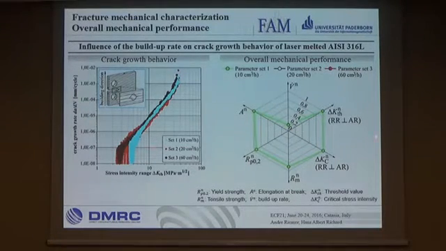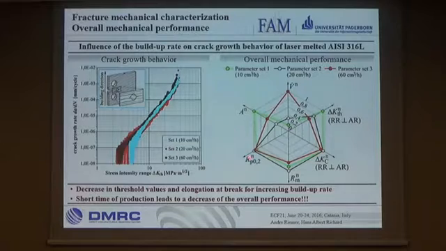And if we have a look at this diagram again, here I have the elongation at break, the yield strength, the tensile strength, both fracture mechanical values and the build-up rate. So let's turn to the higher build-up rate, and the higher build-up rate leads to a decrease in elongation at break and in the threshold value of about 40%.